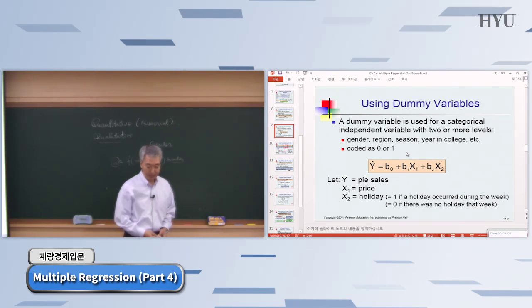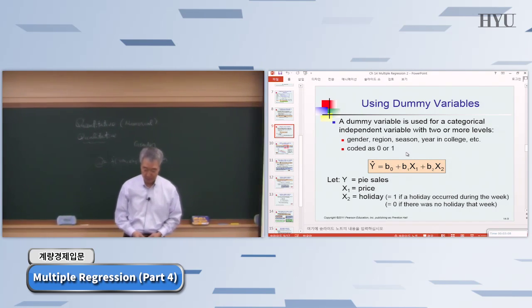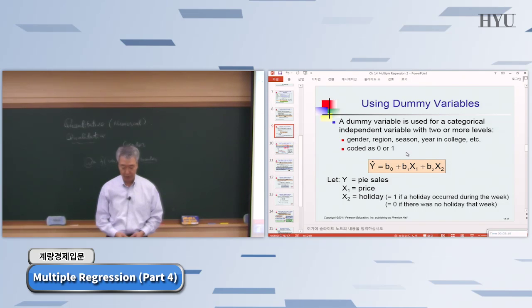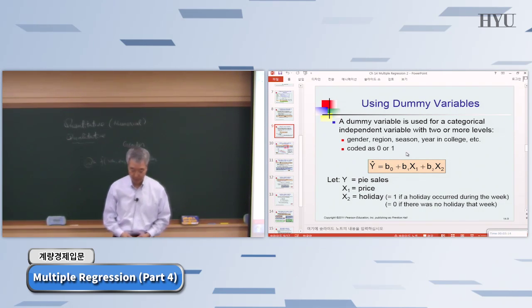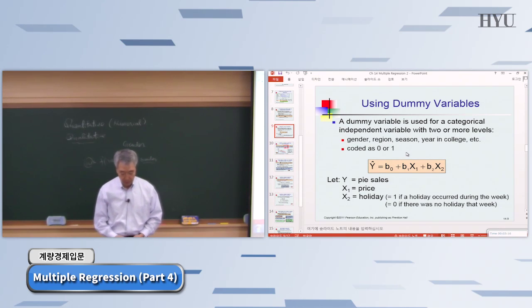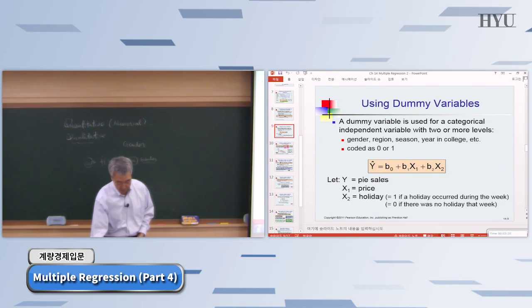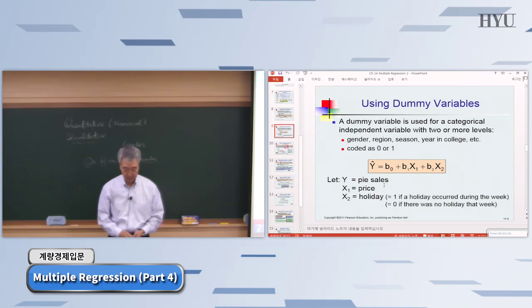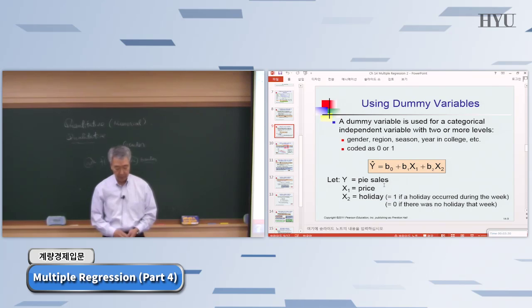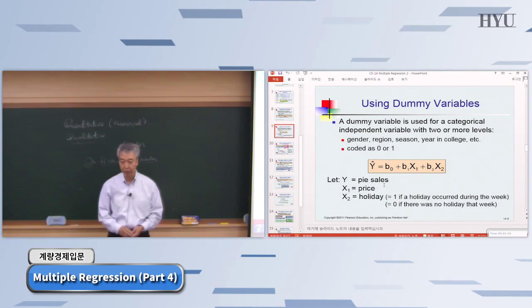So a dummy variable simply means a fake variable. It's not really a real variable, but we make it up, right? Make up a fake variable. So here in our example, let's say we're talking about pie sales as the dependent variable. We used this example before, right? And we use x1, price, as the first independent variable. Well, price is a quantitative variable.